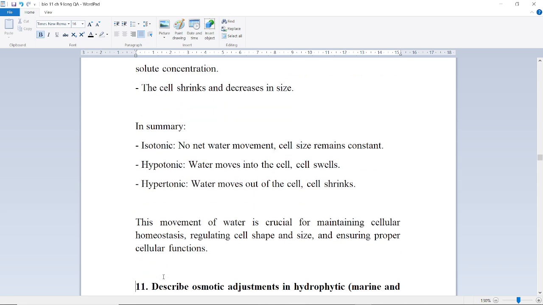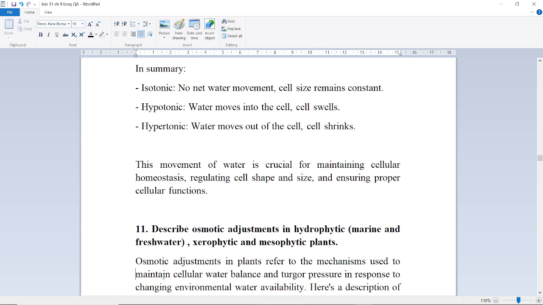In summary, isotonic: no net water movement, cell size remains constant. Hypotonic: water moves into the cell, it swells. Hypertonic: water moves out of the cell, it shrinks. This movement of water is crucial for maintaining cellular homeostasis, regulating cell shape and size, and ensuring proper cellular functions.